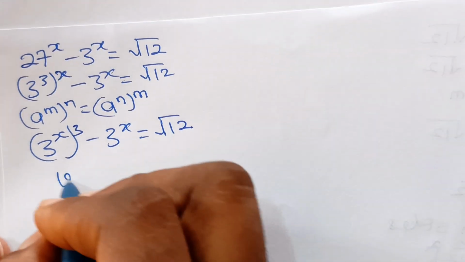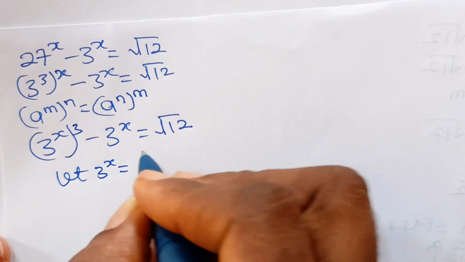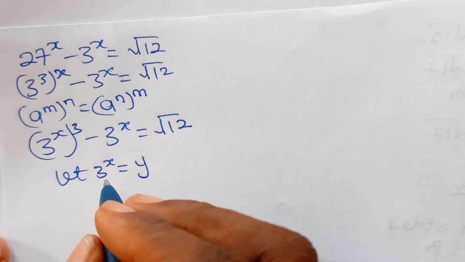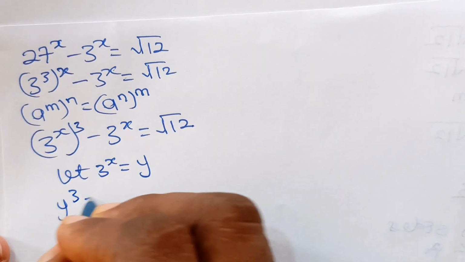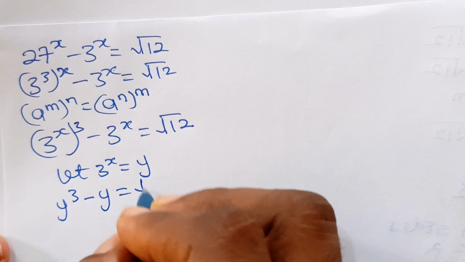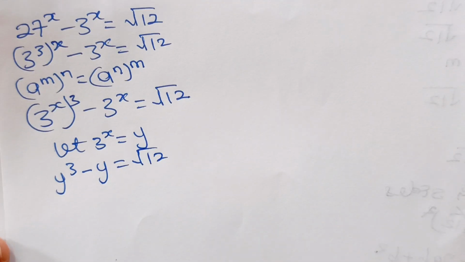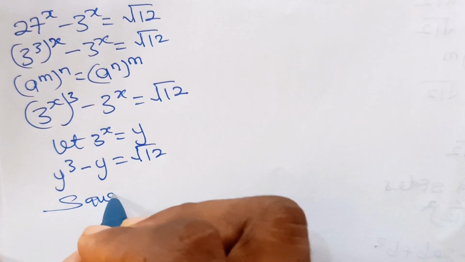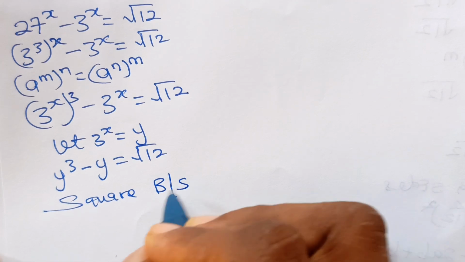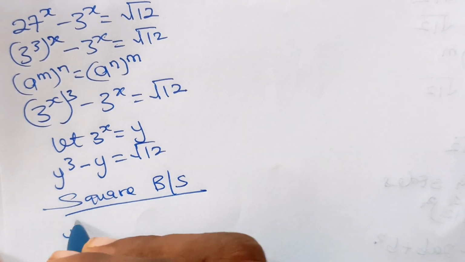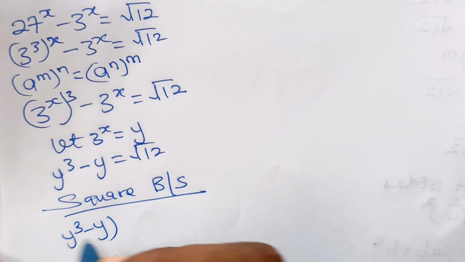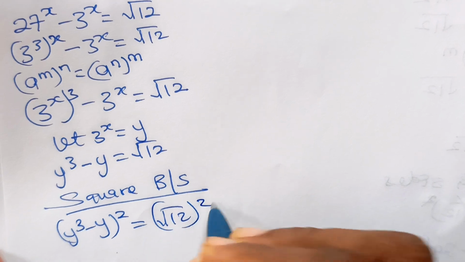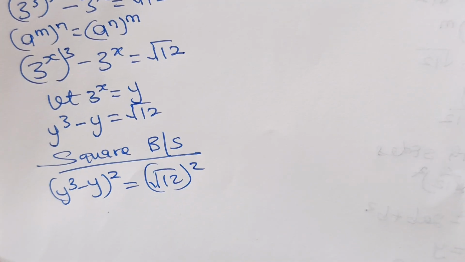Now, let 3 to the power of x be equal to y. The essence is to simplify this equation. So that means what we have now is y to the power of 3 minus y is equal to the square root of 12. Now, let's square both sides of the equation. So if we square both sides, we are going to have (y to the power of 3 minus y) raised to the power of 2 is equal to the square root of 12 raised to the power of 2.